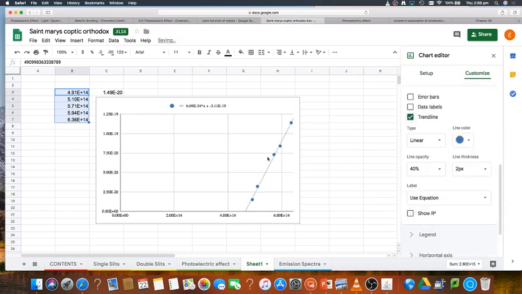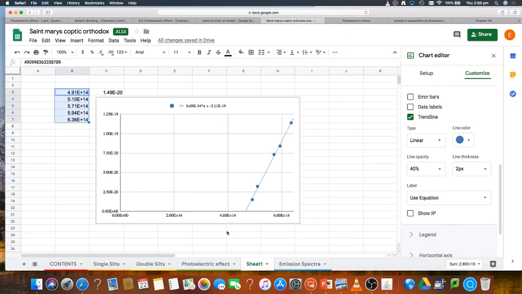equation. Okay, and if we look at the slope for this equation, 6.69 times 10 to the minus 34. That is very, very close to 6.63 times 10 to the minus 34, which is your value for h, Planck's constant. This value over here will actually be your work function in joules, or approximately, because that's the y-intercept.